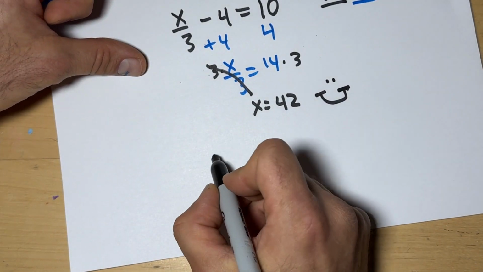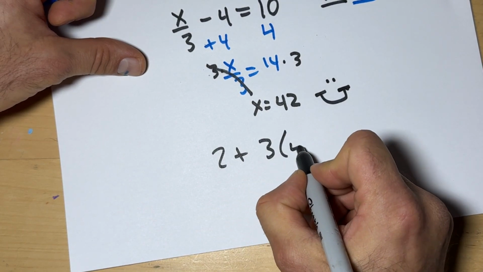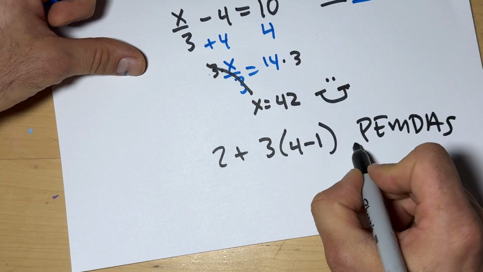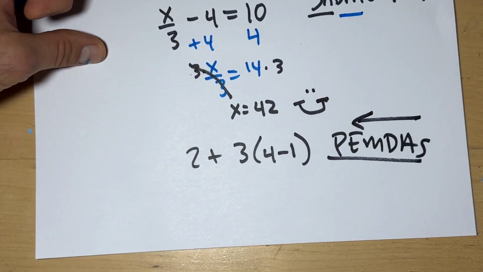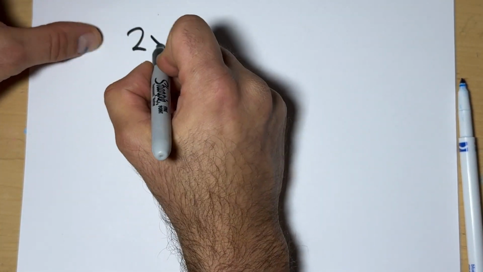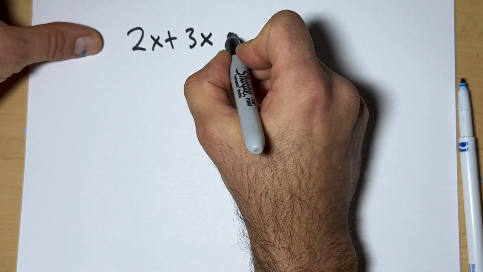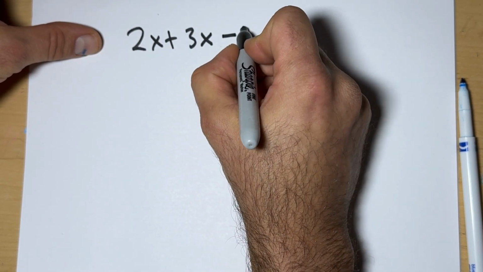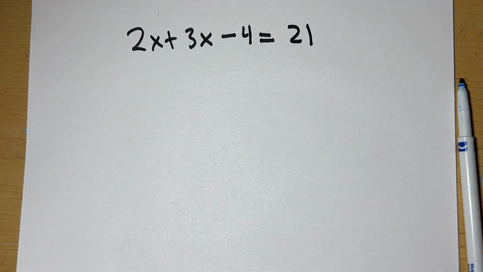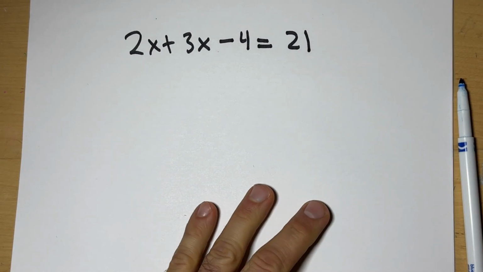So when we're calculating something like this, we use PEMDAS. But when we're solving, we do PEMDAS backwards. Sad me. Let's look at another one. So maybe we get a little more complicated. Well, in this case, we have one extra step.